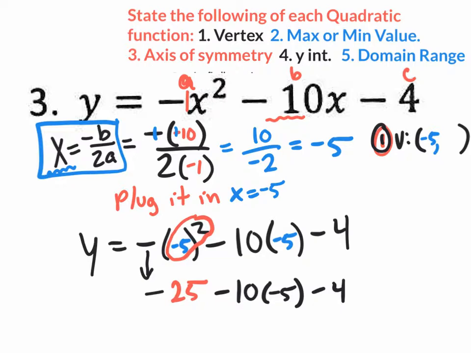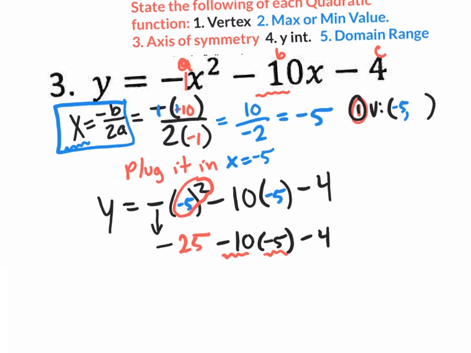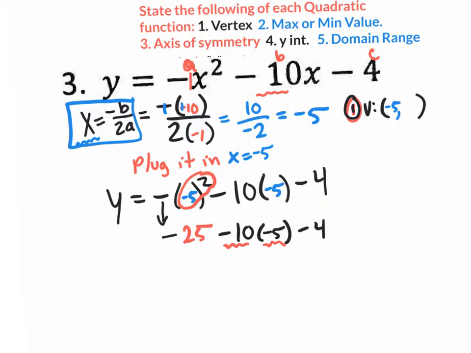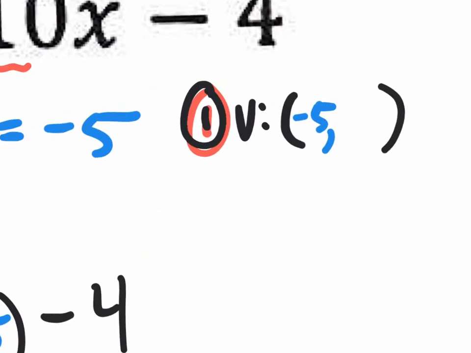Okay, so what else do we do next? Well, after exponents, we have multiplication right here. So let's multiply negative 10 times negative 5. What's negative 10 times negative 5? Positive 50. So let's make some space here. We have negative 25 with the positive 50 with the minus 4. So then from left to right, negative 25 plus 50, that's just 25. And 25 take away 4 is 21. What did I just find now? My y value. See, it says y value is 21. My y value of my vertex is 21. So up here, we're going to put a 21 right in here.